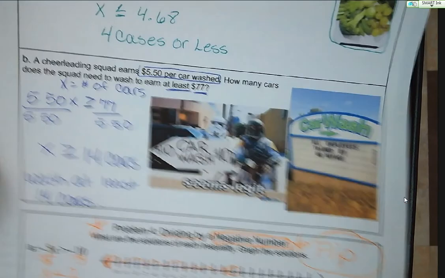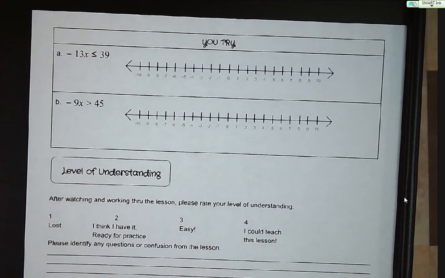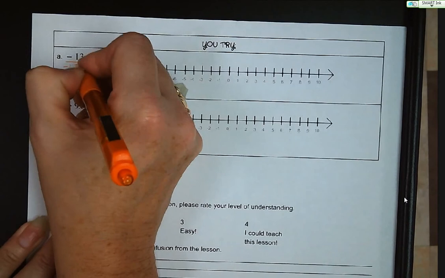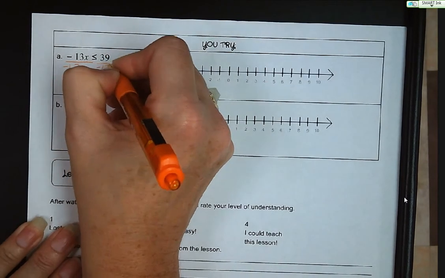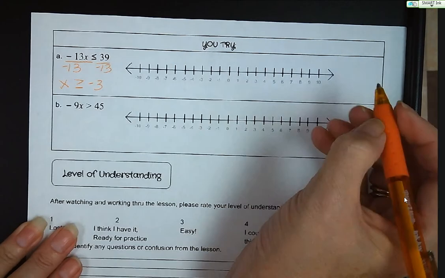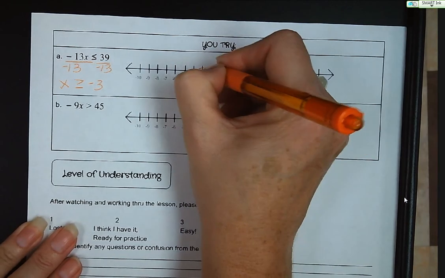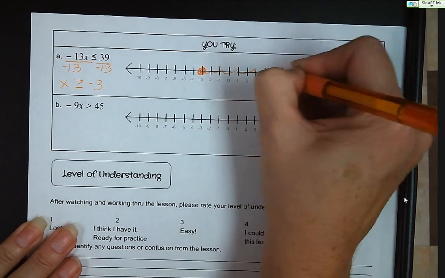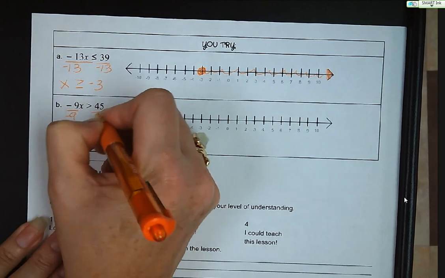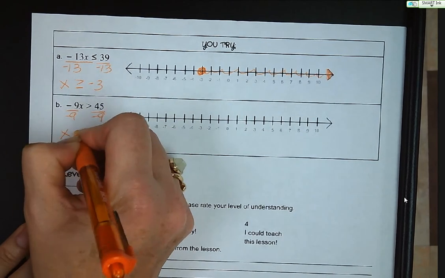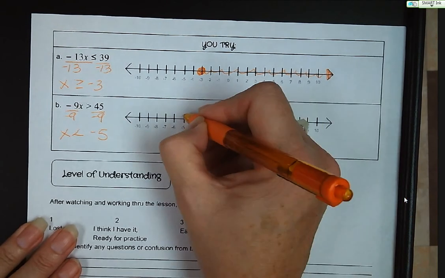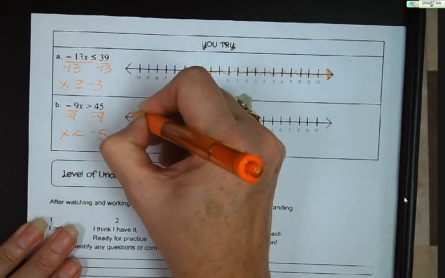Okay. So why don't you guys give these last two a try. So we're going to divide both sides by -13. And then flip our inequality symbol, so x is going to be greater than or equal to -3. So it's a closed dot at -3, and we are shading to the right. Letter B, divide both sides by -9, and x is going to be less than -5. So we have an open dot at -5, and we are shading to the left.